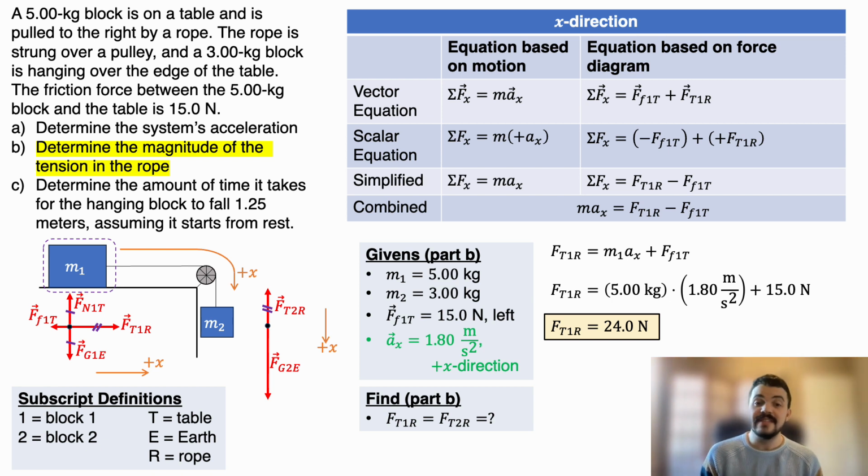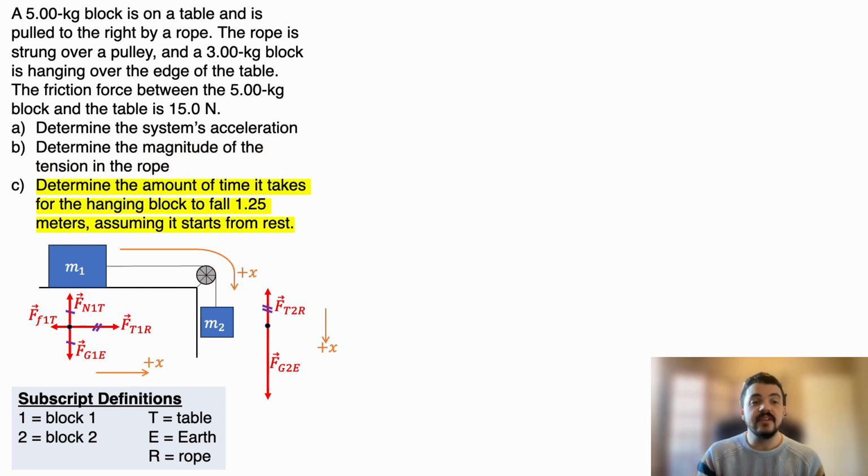And since part B just asks for the magnitude, how strong the force is, we can stop there. We don't need to indicate direction for our final answer. We are now ready to look at part C of this problem. Part C asks us to determine the amount of time it takes for the hanging block to fall 1.25 meters, assuming it starts from rest.